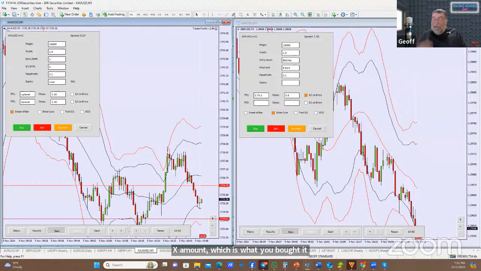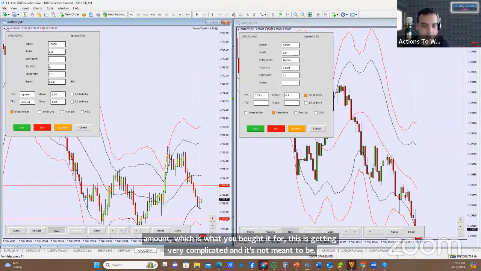If you're selling X amount, which is what you bought it for, this is getting very complicated and it's not meant to be. No, it's not actually, mate. It makes a lot of sense. So you're basically buying in 3 tranches. And actually, why don't you draw it? Could you draw it on the chart?